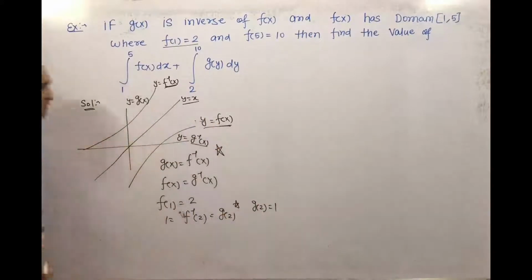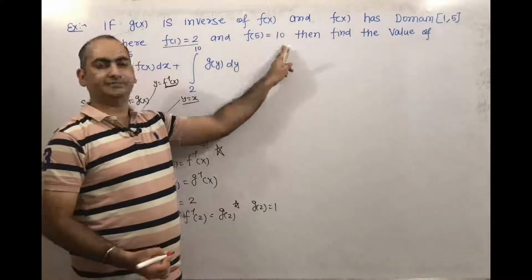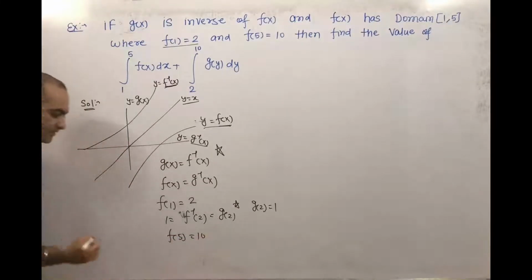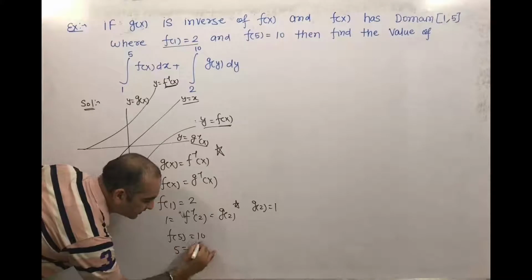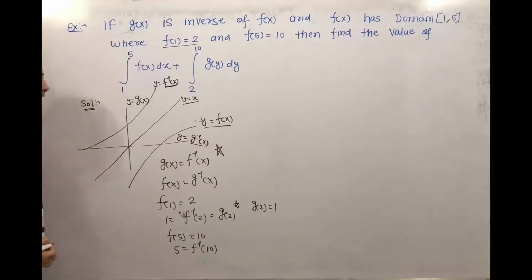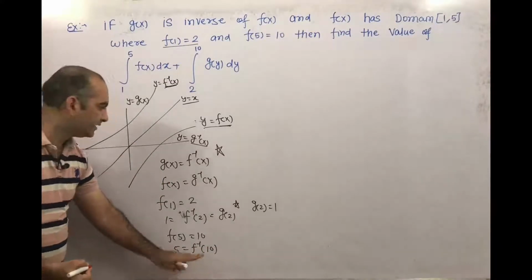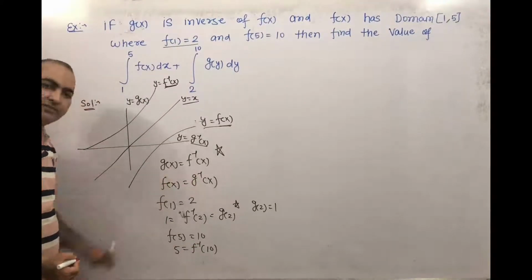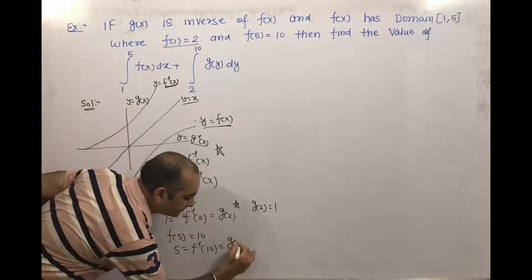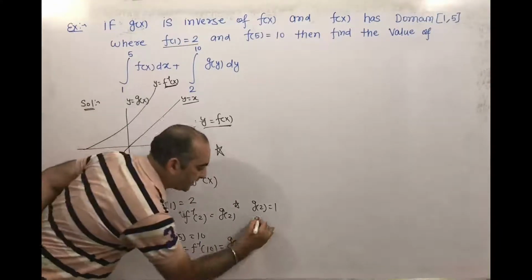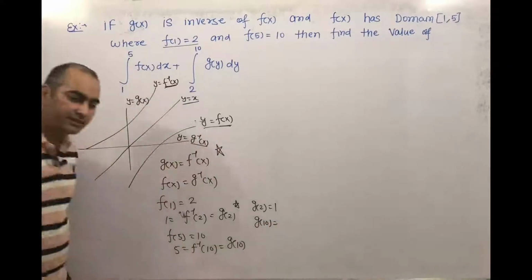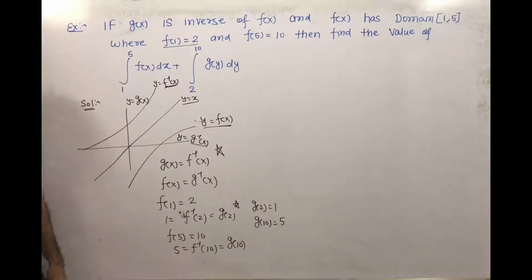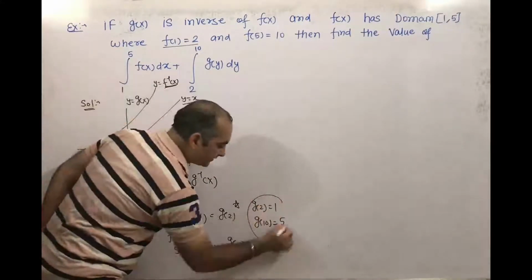Similarly, f of 5 equals 10. Then from here we can say 5 equals f inverse 10. Now f inverse 10, that means in this one if you put x value 10, f inverse 10 equals g of 10. So g of 10 equals 5. So these two things are clear.